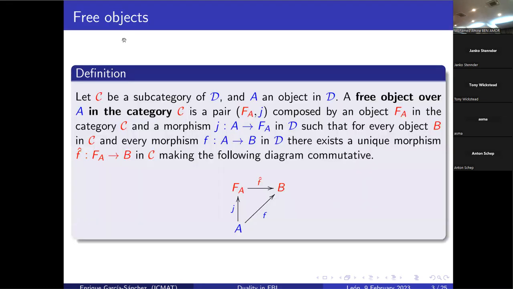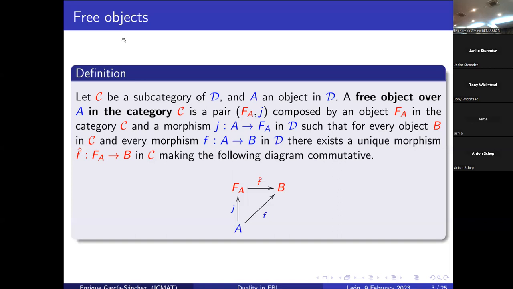So first of all, what's a free object? Throughout this talk, D will be a big category, and C will be a subcategory, a small category. The way I will always put it, the bigger category in blue and the smaller one in red. Given an object A in D, a free object over A in the category C will be a pair formed by an object in the smaller category C, which we denote FA, for example, and a morphism J from A to FA, such that for any other object B in the category C and a morphism from A to B, seeing B as an object in the bigger category D, we can always extend this morphism uniquely to a morphism in the smaller category C.